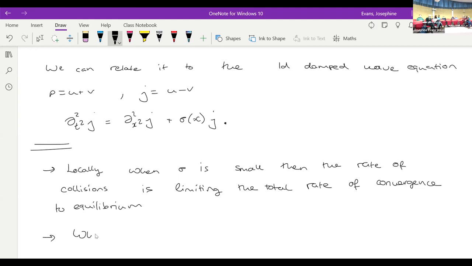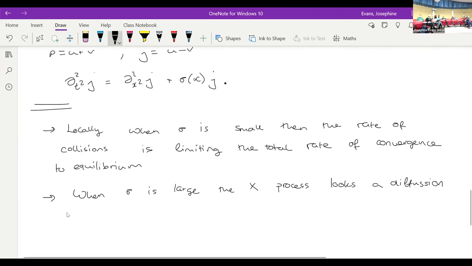When sigma is large, you're colliding very fast, so you're thermalizing in velocity very fast, but you're changing direction a lot. So you're not moving about the space very fast. If you start with very concentrated initial data in x, then it's not going to spread out. It's going to spread out very slowly. So when sigma is large, the x process looks like a diffusion with diffusivity 1/sigma.